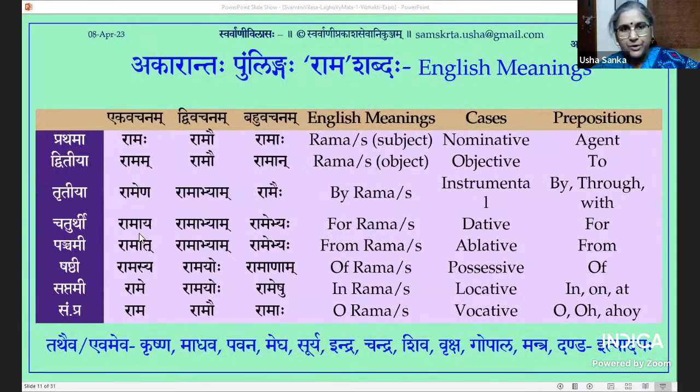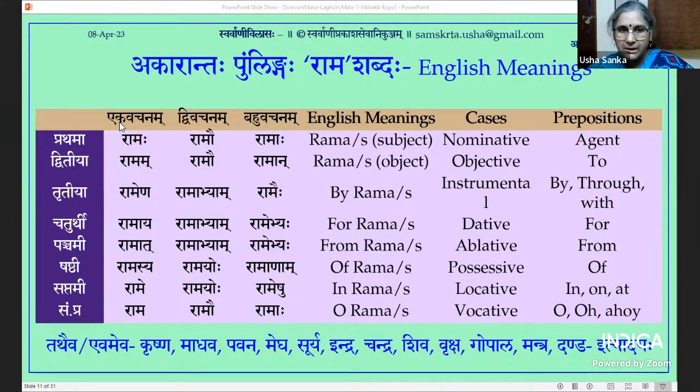For Rama, I tried to make it along with the English meanings. These are very obvious things you have all studied. If you know basic Sanskrit, I need not explain all this. But still, the cases are nominative, objective, instrumental, dative, ablative, possessive, locative, and vocative. So these are 7+1 cases. The meanings are by, with, for, from, and so on, which are easy to understand in English. I put slashes for the Dvivachanam and the Bahuvachanam.